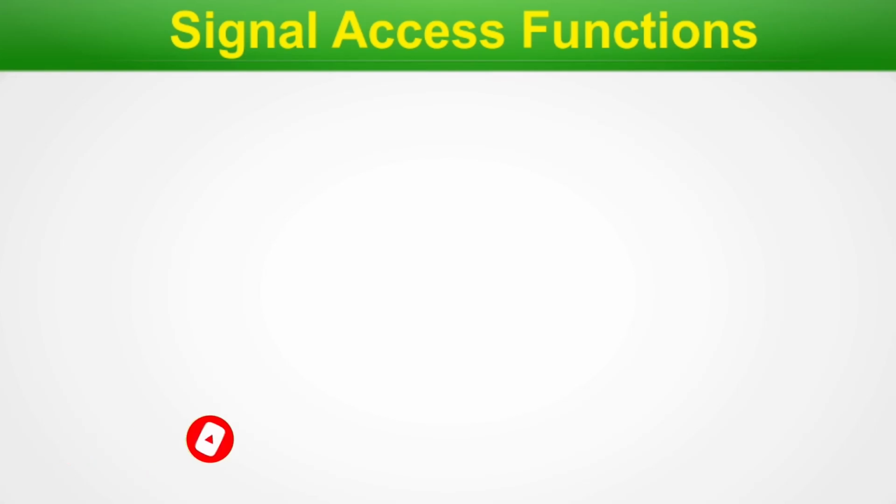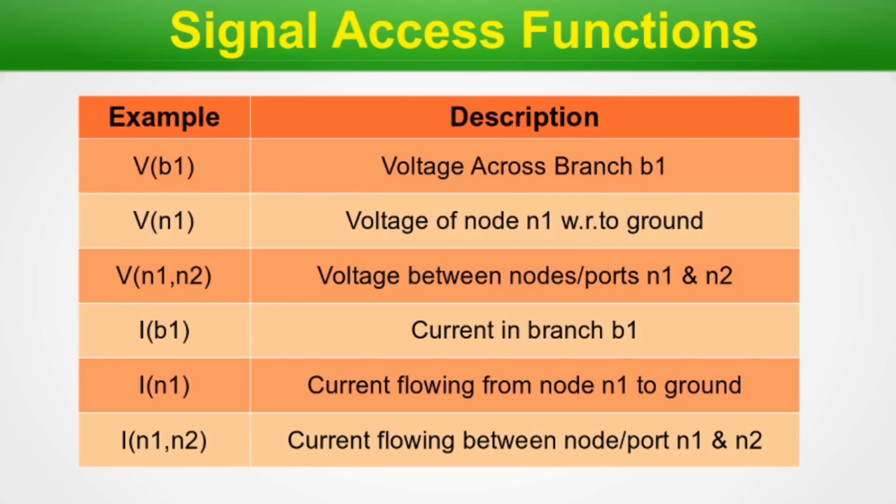In this section, we will discuss the signal access functions. So here the first one is VB1. We know this is the voltage across branch B1. VN1 is the voltage of node N1 with respect to ground. Now guys, look at the two things.